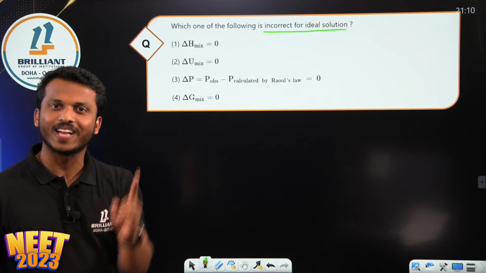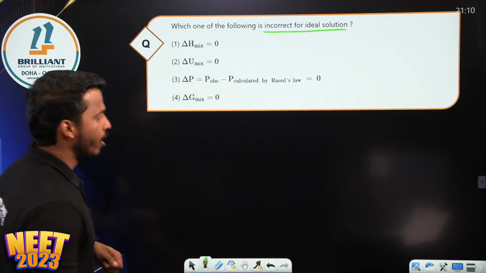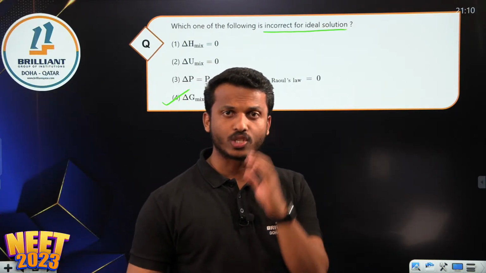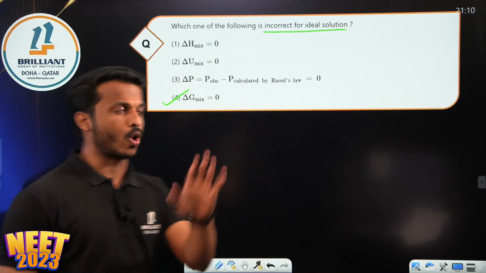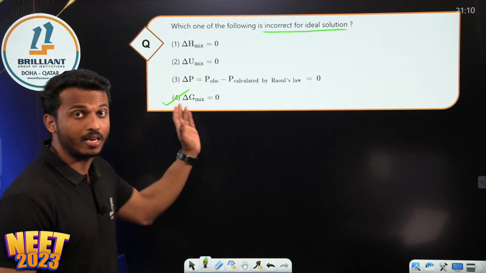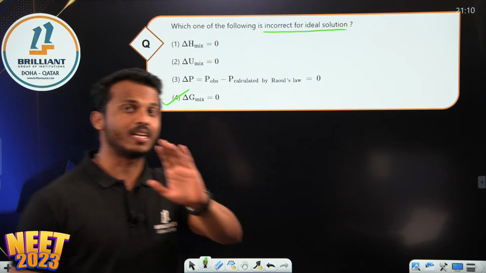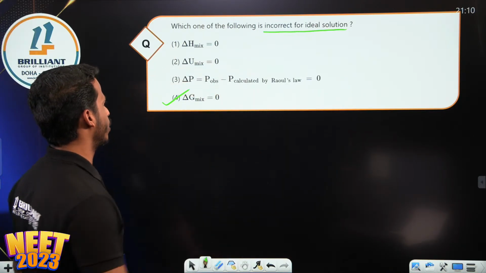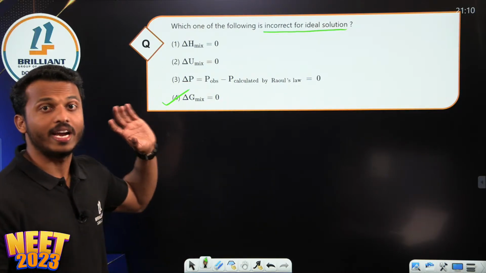Dear all, for an ideal solution, Gibbs energy is not equal to 0. It will be a negative value. The statement that Gibbs energy is equal to 0 for an ideal solution is wrong. So delta G is not equal to 0 for an ideal solution. So dear all, option 4 is the incorrect statement for an ideal solution.